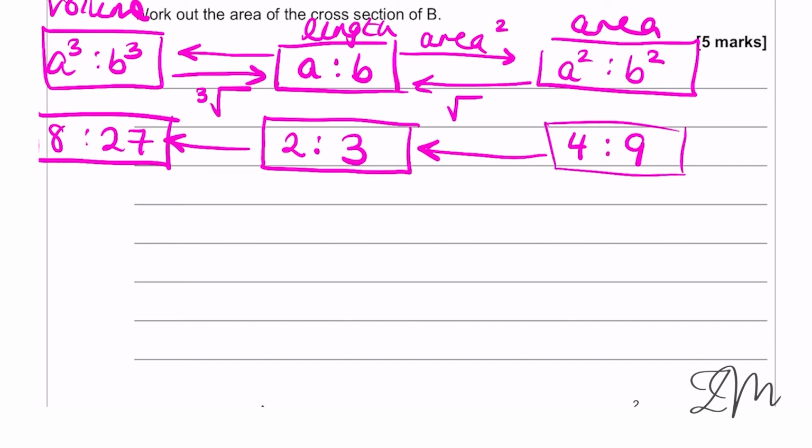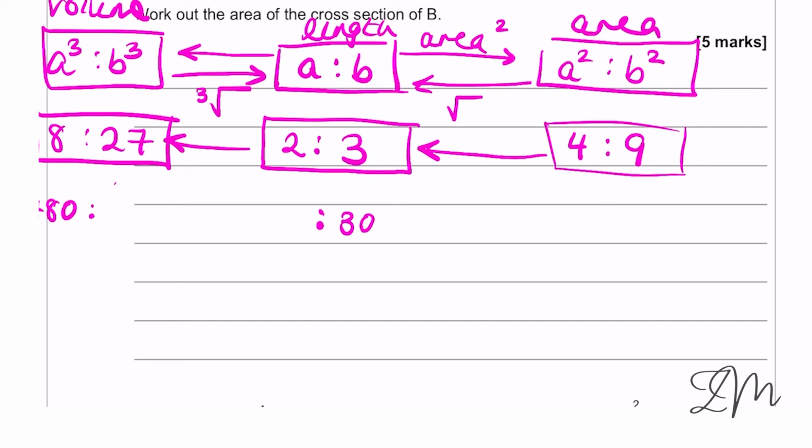So now, we know the volume of prism A is 480. We know the length of B is 30, and we want to work out the area of B. All we're going to do is first work out the volume of B, and then we can divide it by the length and hopefully get the area.